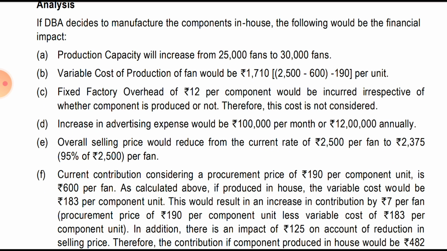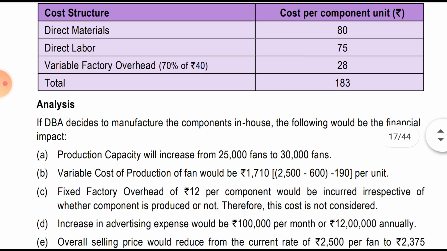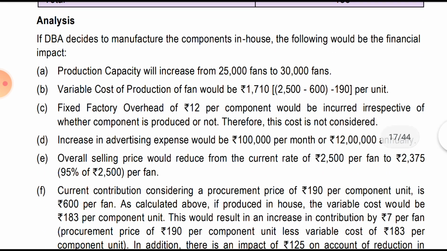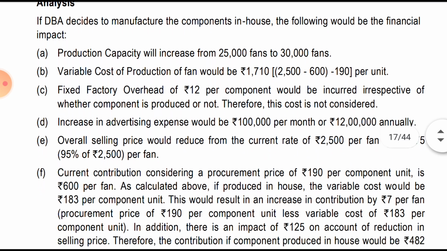The fixed factory overheads of 12 per component would be incurred irrespective of whether the component is produced. The overall factory overhead was 40, of which the variable part is 12, so this fixed part will be incurred irrespective, so it becomes irrelevant irrespective of whether the component is produced or not. Therefore this cost is not considered.